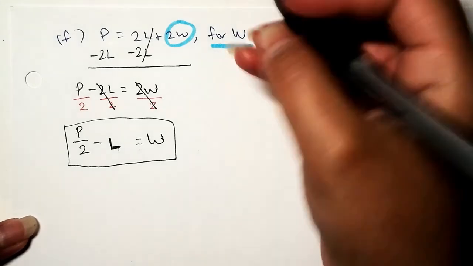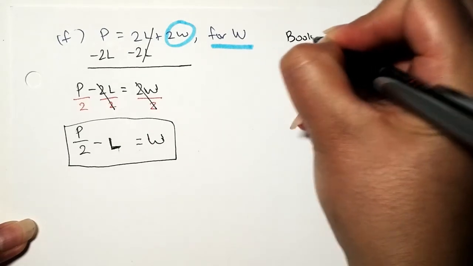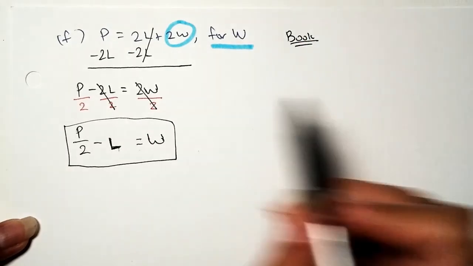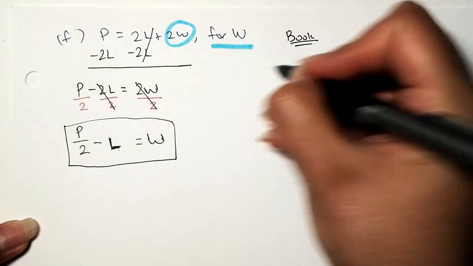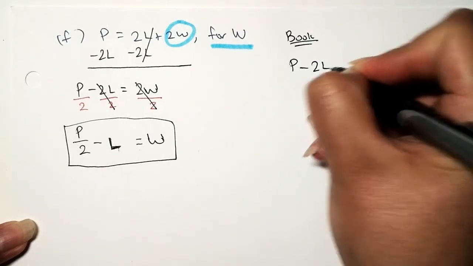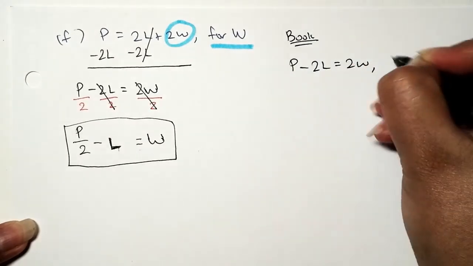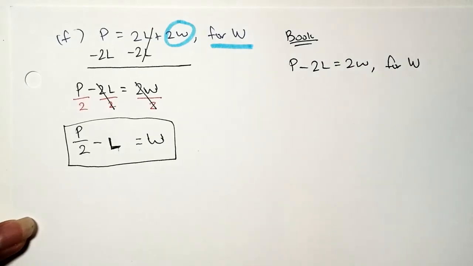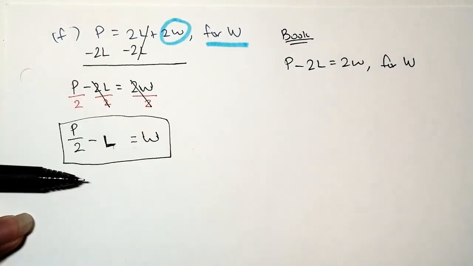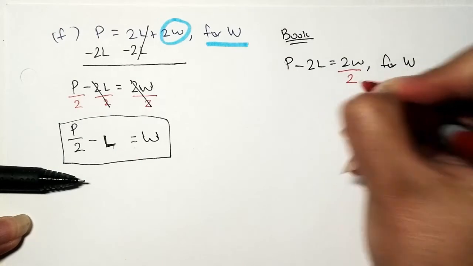Normally I would just leave it like this and move on for the almost grand finale, but I want to tell you what your book does. So let me just put book. We're not going to do it from the beginning, but we're going to take it from this step. So we have p minus 2l equals 2w, and again we're asked to solve for w. Same speech, to get rid of the times 2, we're going to divide both sides by 2.